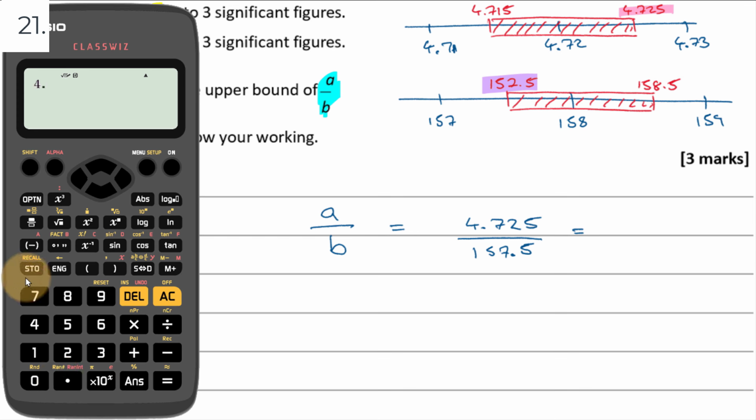Right, I'm pretty confident this will though. So 4.725 divided by 157.5, that comes out to be 0.03.